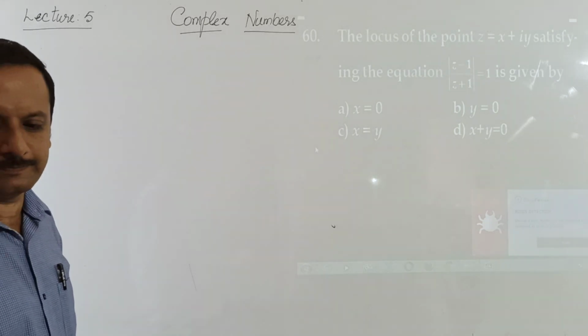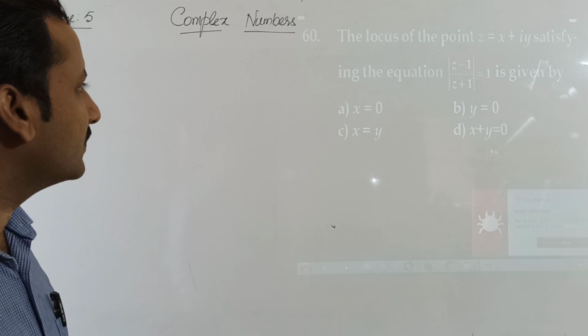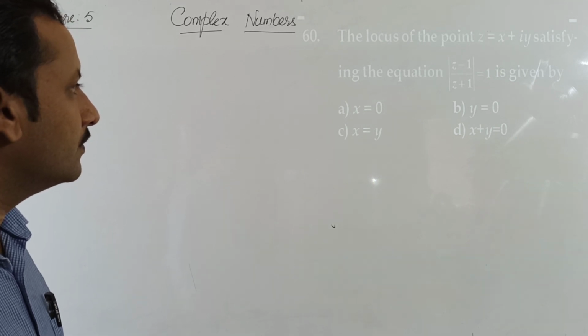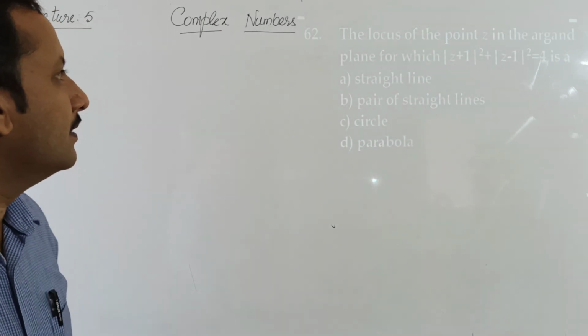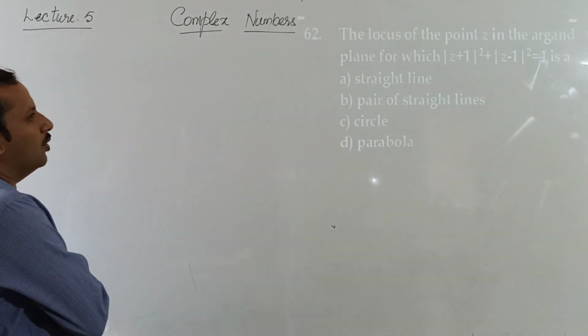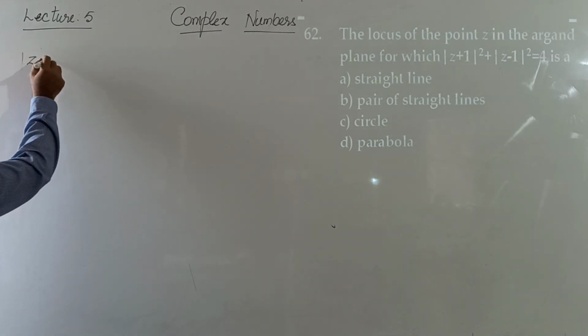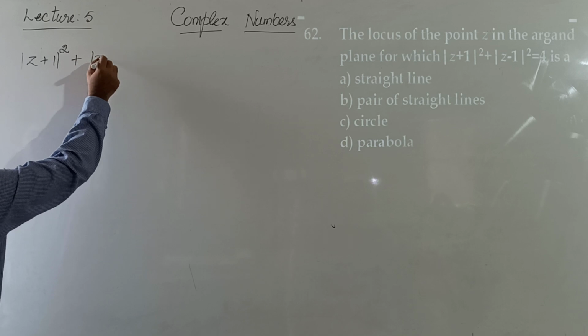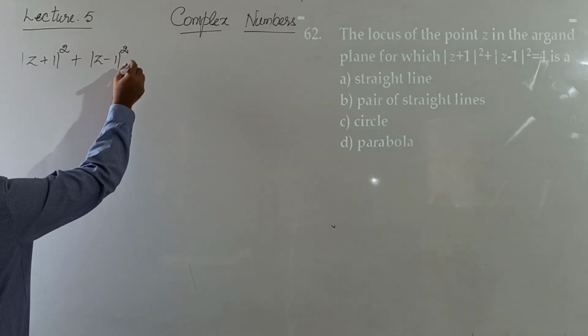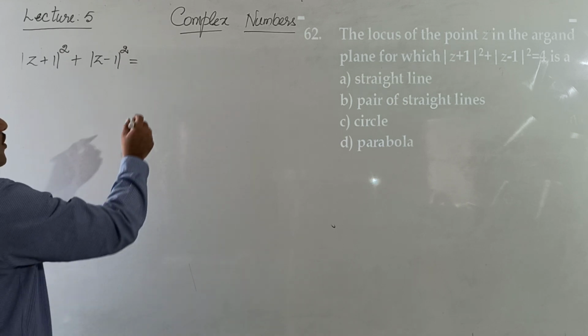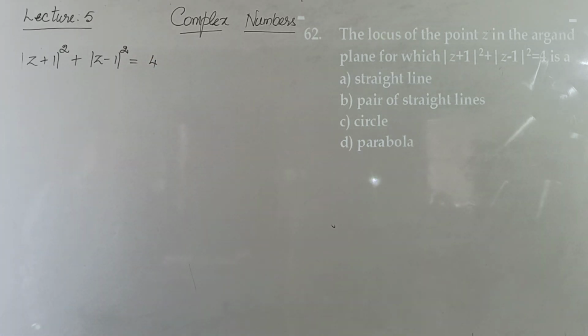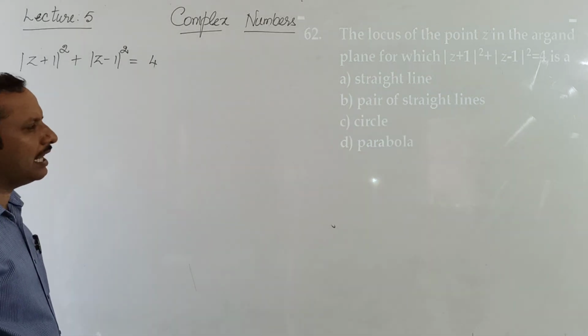Let's go to the next question. Look at this. The locus of the point z in the Argand plane, for which mod z plus 1 whole square plus mod z minus 1 whole square is equal to 4. What does it represent? Is it a straight line, pair of straight lines, circle or parabola?